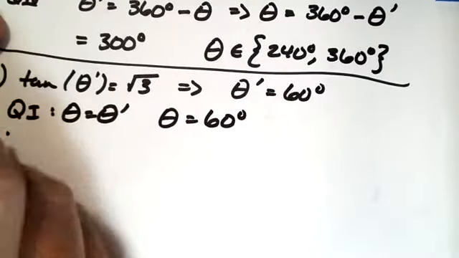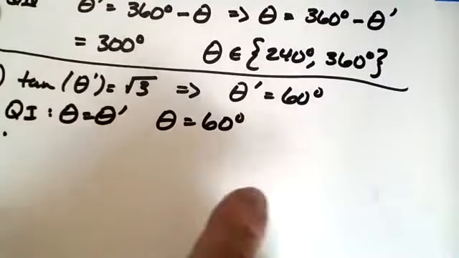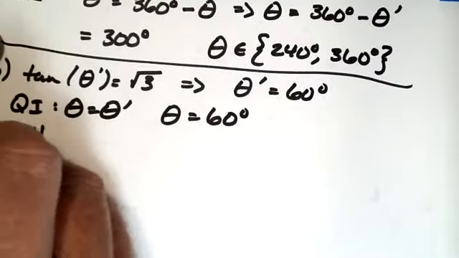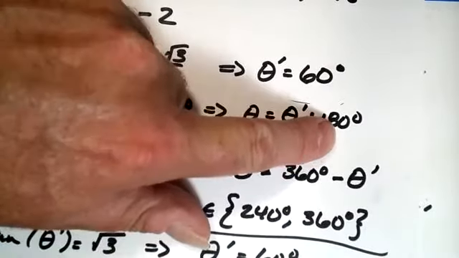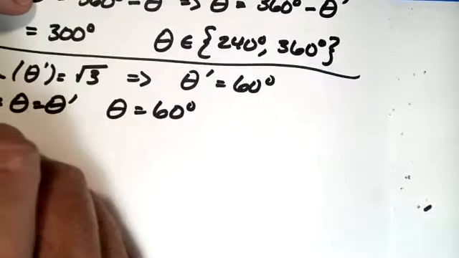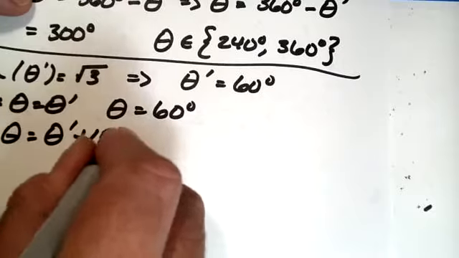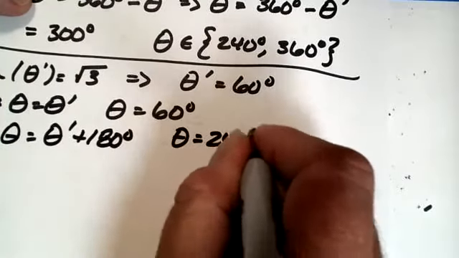The other quadrant where tangent is positive, remember all students take classes, is actually quadrant 3. So in quadrant 3, I'll just appeal to the equation we already had up here, we just add 180 degrees to the reference angle. So theta is equal to theta prime plus 180 degrees. So theta is equal to 240 degrees.